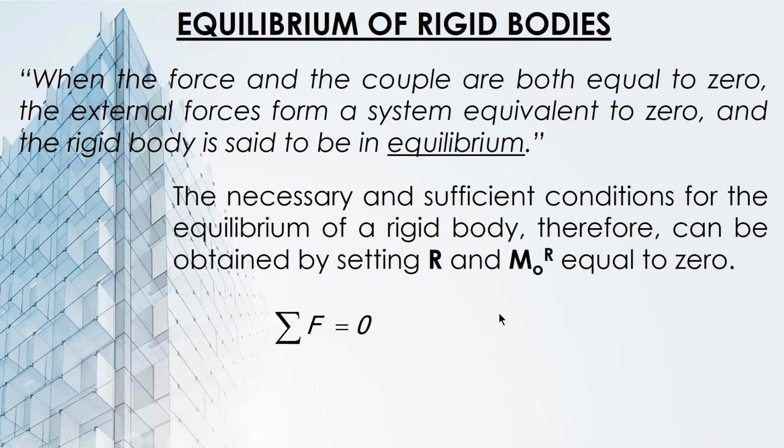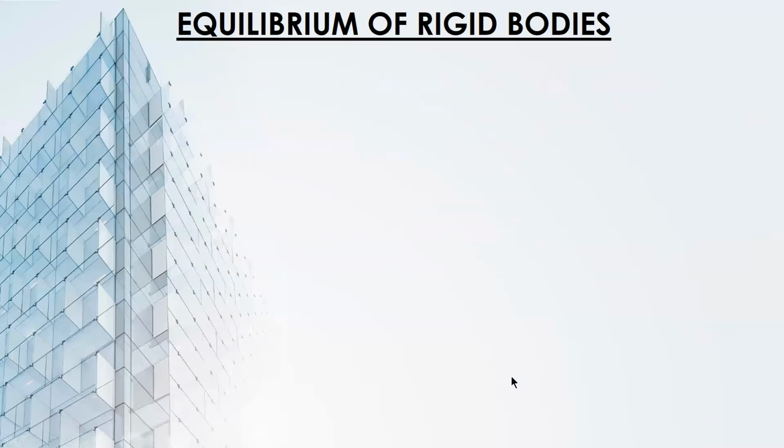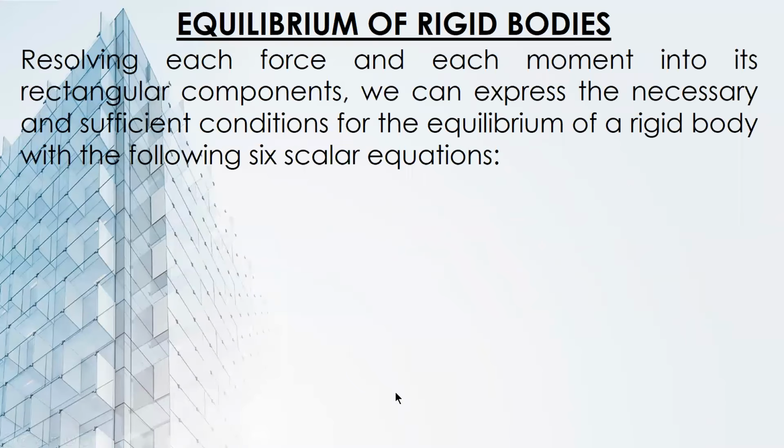And then moment, if you use vectors, that's r cross F. Summation of r cross F equal to zero. General, 2D or 3D. Now, resolving each force and each moment into its rectangular components, we can express the necessary and sufficient conditions for the equilibrium of a rigid body with the following 6 scalar equations.